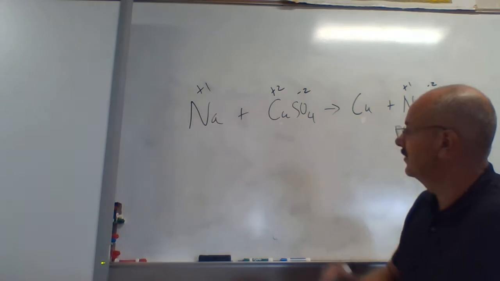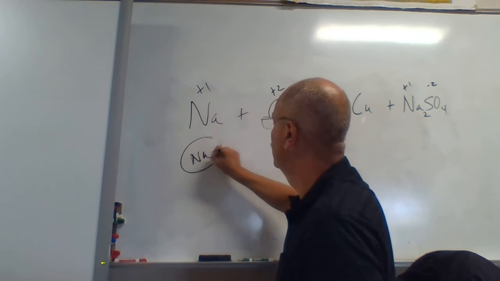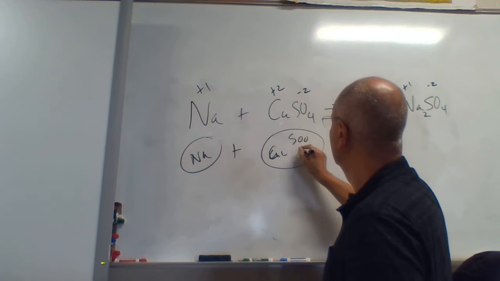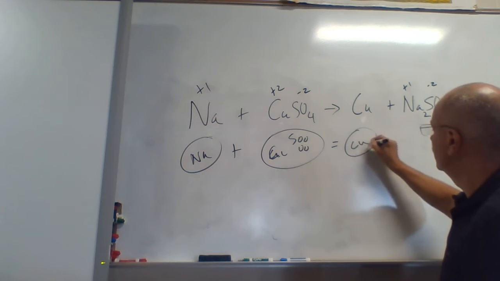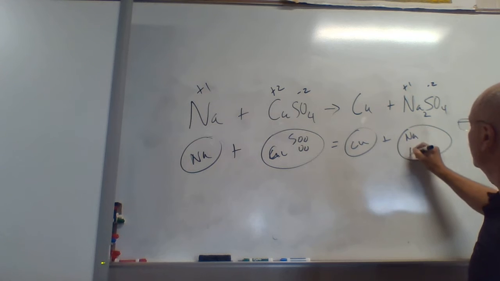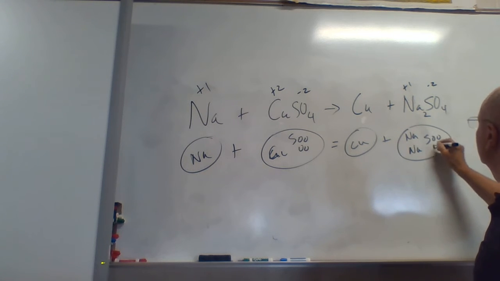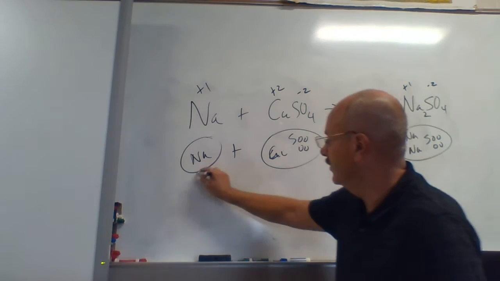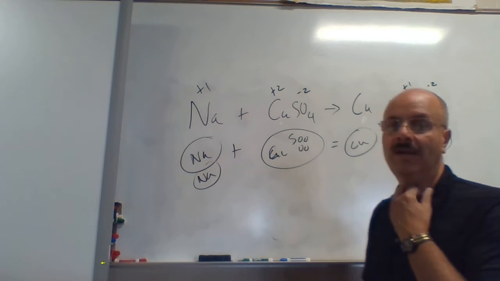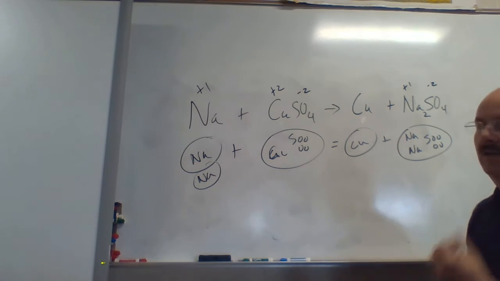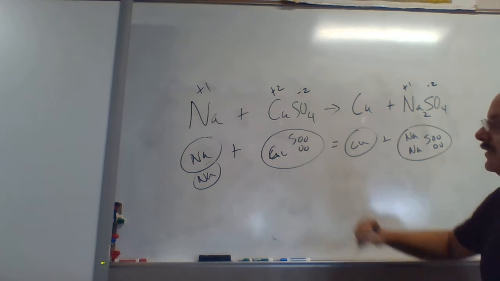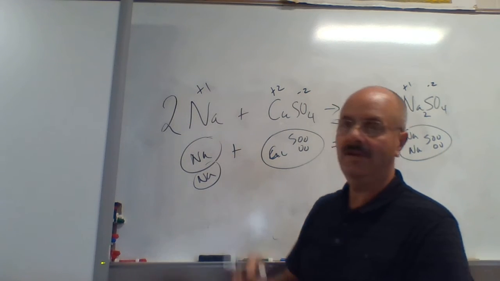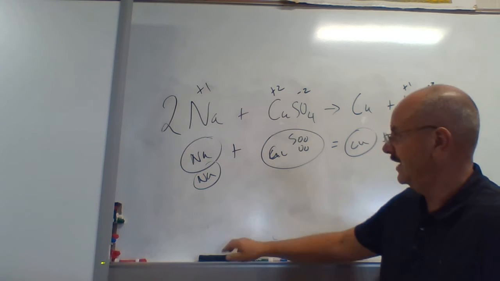All right, now we balance this. So I've got an Na plus, I've got Cu, S, and 4 O's. That's got to equal Cu plus 2 Nas, and S, and 4 O's. So I got 1 Na, I got 2 Nas, so I need some more Nas over here. I got a Cu and a Cu, that's even. I got an S and an S, that's even. 4 O's, that's even. So the only thing I needed was 2 of this guy, and that's it. And that's all done. So that's the answer for that one.